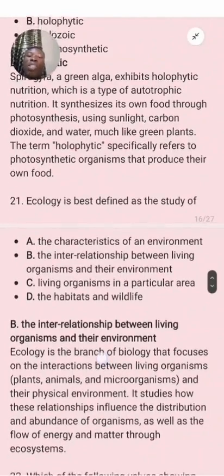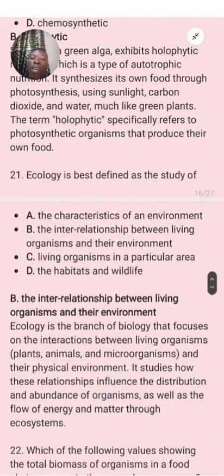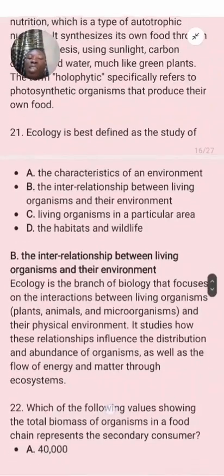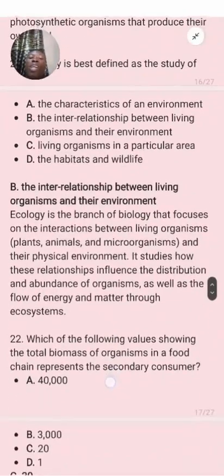Then 21. Ecology is best defined as the study of dash. Ecology is the study of interrelationship between living organisms and their environment. Interrelationship between living organisms and their environment. So you can see how plants and animals and microorganisms are interacting, how they influence distribution and flow of energy.